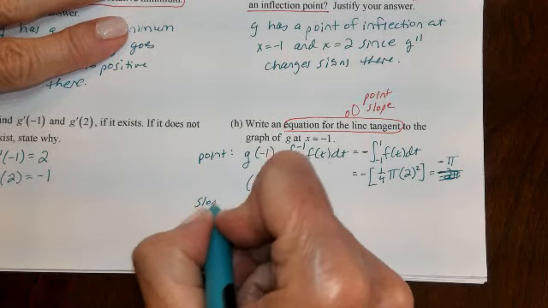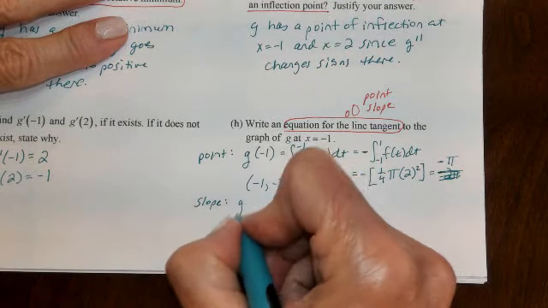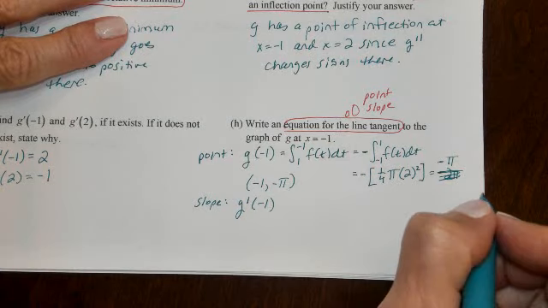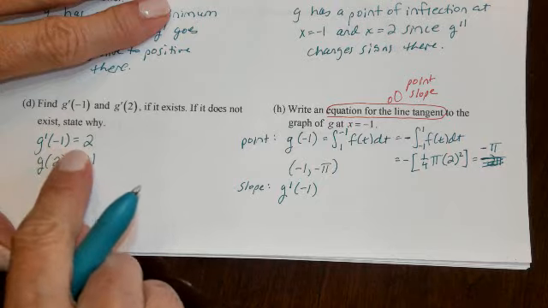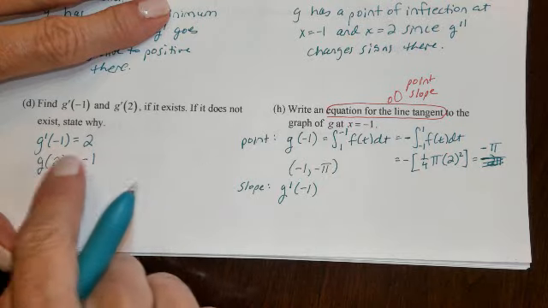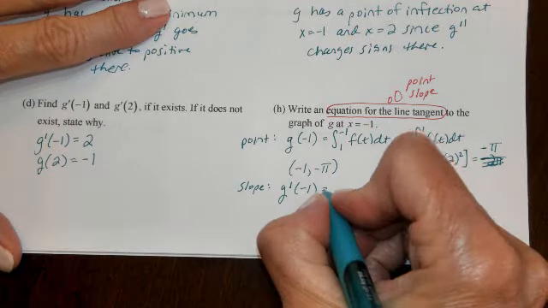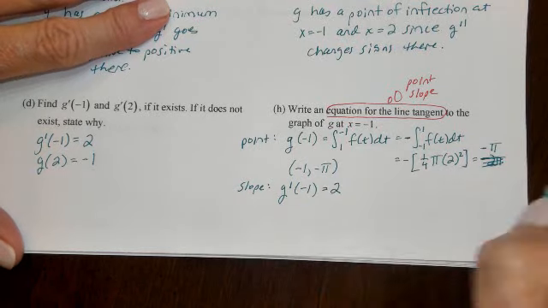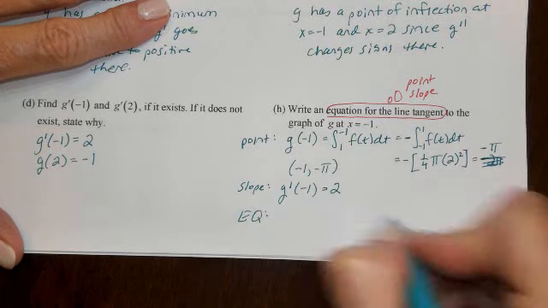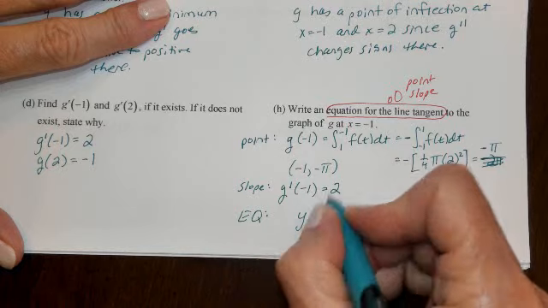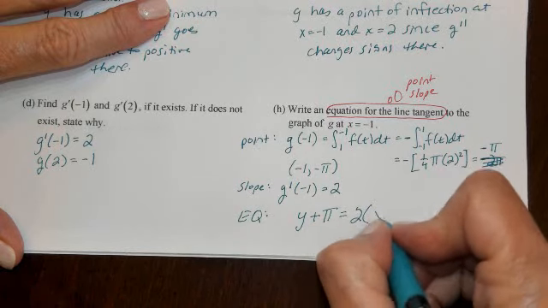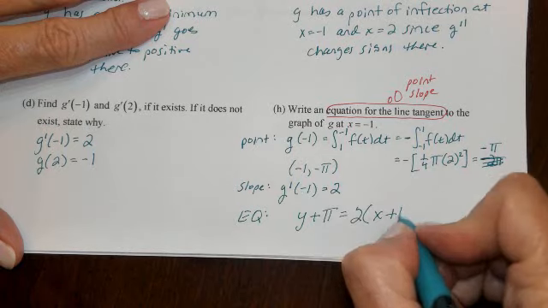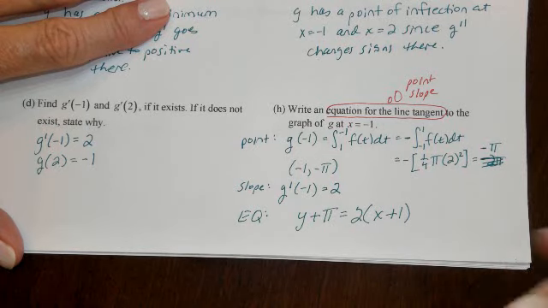Now for the slope. The slope is G prime at -1. G prime at -1. And we actually did find that already over here. It's just the value of f at -1, and that is equal to 2. So our equation of the tangent line will be y minus the y value is equal to our slope times x minus the x value. And that's an equation of the line tangent.